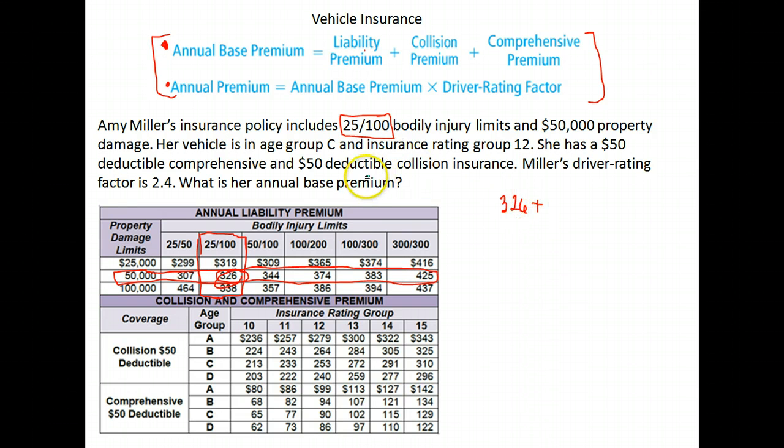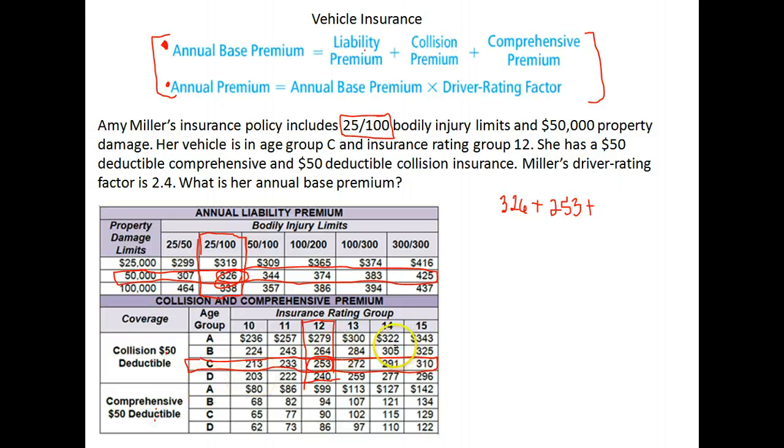Next, let's find her comprehensive and collision. It says her vehicle is in the age group C. Notice in collision here, here's age group C, so we want to make sure we're looking here. And insurance rating group 12. So here are the insurance rating groups. Here's 12. We want to look to see where those intersect for her collision, and it's $253. So $253 for collision. She has a $50 deductible, which is reflected here and here, so that just tells us where to look on the chart.